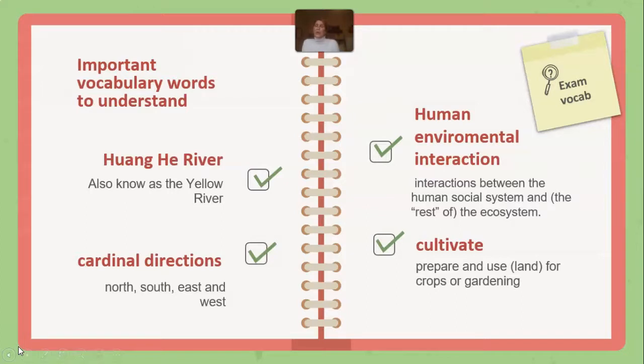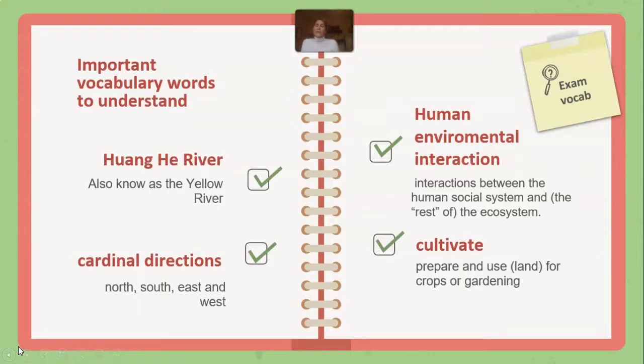The Huanghe River. The Huanghe River is also known as the Yellow River. So sometimes you'll see it labeled as the Yellow River, and sometimes you'll see it as Huanghe River. Just so you know, those are both the same river. Okay, cardinal directions are north, south, east, and west.